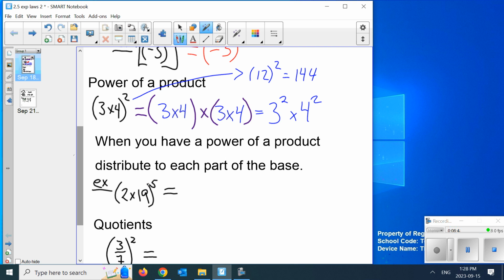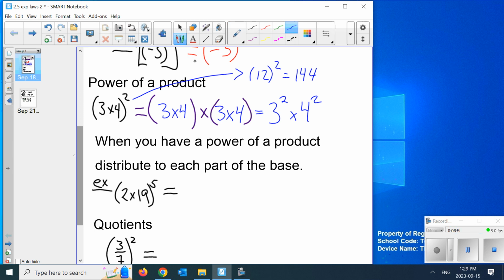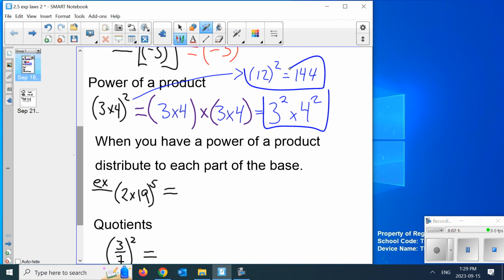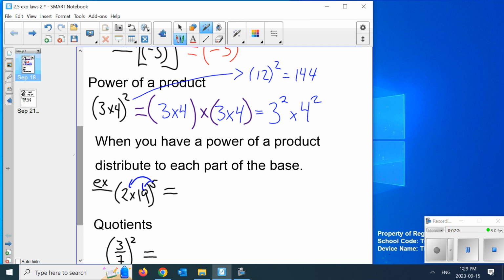Anyways, what is this? You just tell me the answer. We can both write it down if you haven't already. It'd be like 2 times 19. No, I mean 2 times 1. Okay, I want it as an exponent expression, not as a number answer. I want an answer like this, not an answer like this. What I'm saying is 2 times 19 all to the power of 5. I kind of said, distribute to each item inside. Distribute to each part of the base.